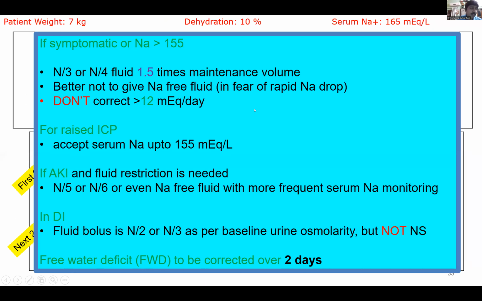rapid drop. Always measure the sodium ideally every 12 hourly or at least 24 hourly, and don't expect a change of more than 10 in a day, either for hyponatremia or hypernatremia. The problem starts with the AKI patient, because when an AKI patient has a sodium of 155 with oliguric AKI, high fluid intake is not possible. At that time we drop further the sodium content of the fluid, N/6, N/7, and in a dire situation sometimes N/0, that is sodium-free, only dextrose fluid. And even if it is not corrected by that, it becomes an indication of dialysis again.